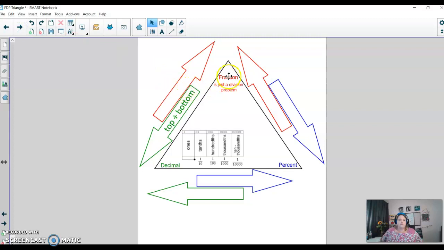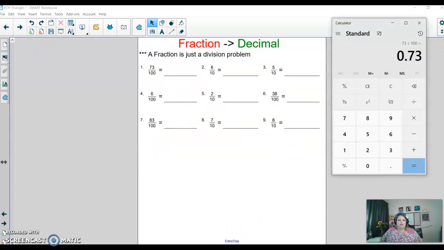The key thing to remember when going from a fraction to a decimal, or even a fraction to percent, is that a fraction is just a division problem. If you can remember that a fraction is just a division problem, then you will know that you can always divide the top number by the bottom number. So let's see some examples of that.